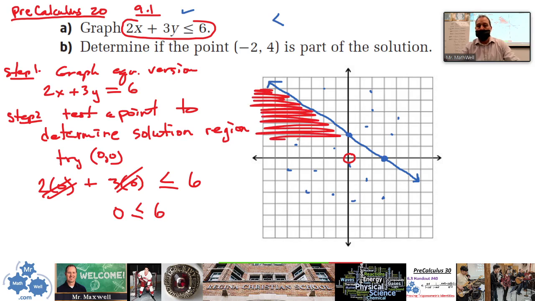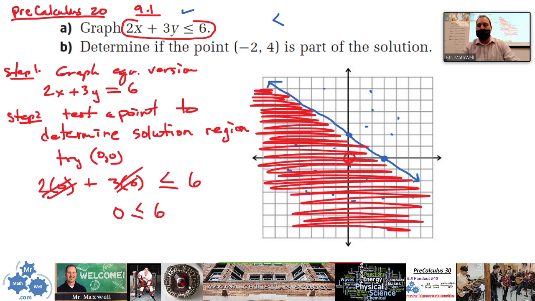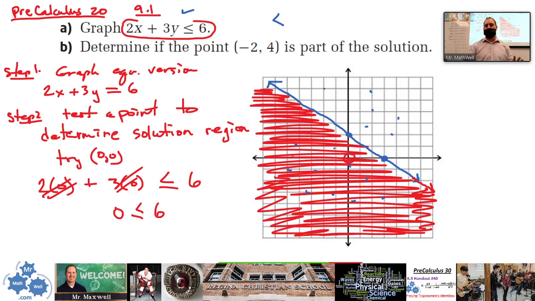And so I'm just going to do this. I'm going to shade it. So with your pencil or whatever, you just shade. Now, it would be a good idea to extend your line to the edge of the grid, if you have one, so you can shade everything. It doesn't have to be perfect. You just shade that side of the region, and that should be the solution region.